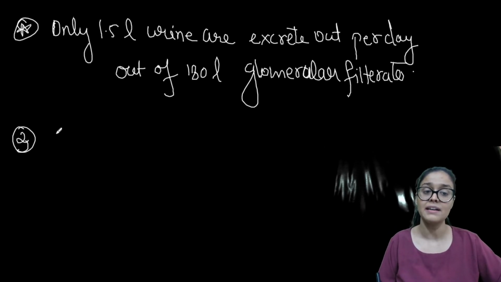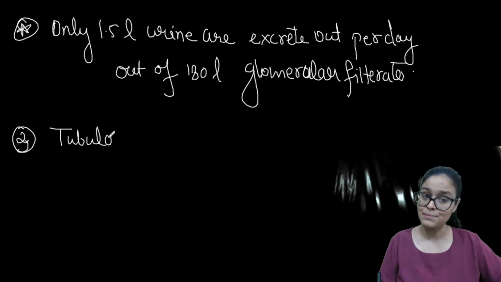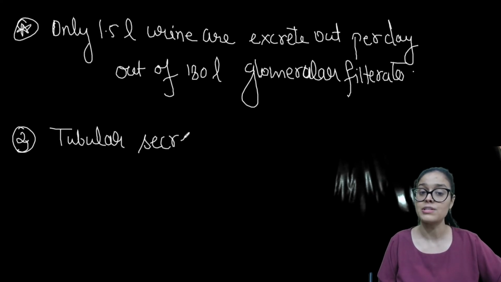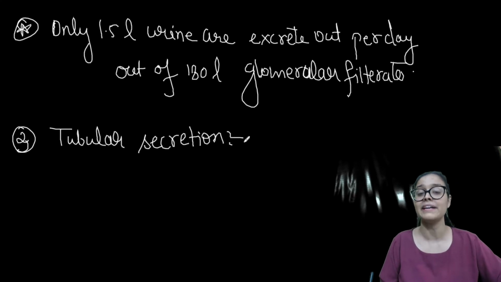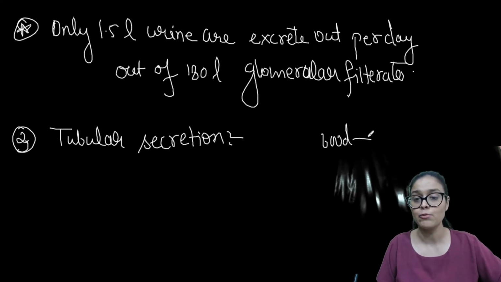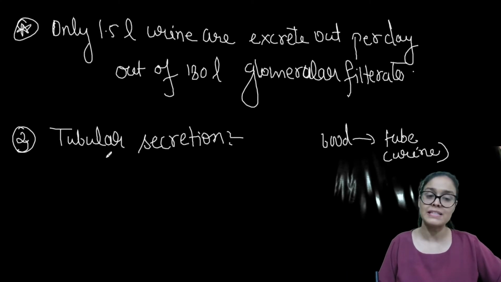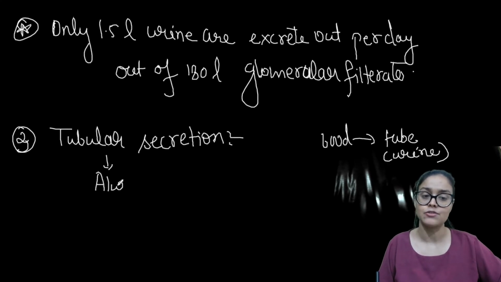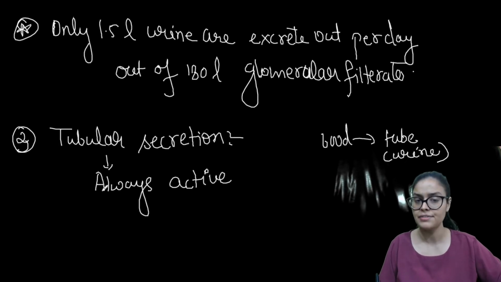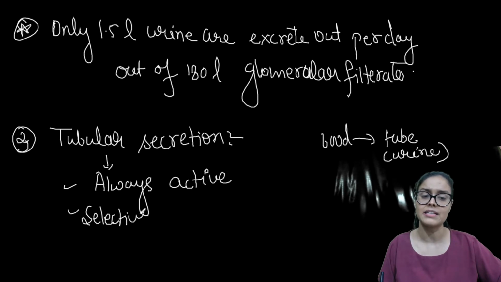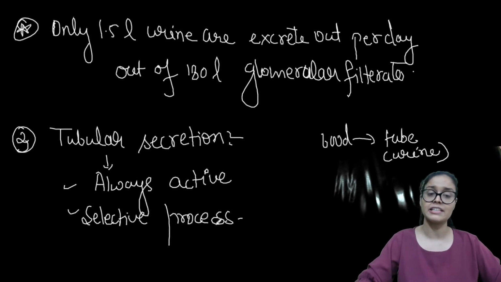And the third step is tubular secretion. So reabsorption is done. Again, I have told you some harmful things still remain in the blood. So from the blood, things will come to the tube again and become part of urine, and that we will be seeing. So secretion is always active. So whatever is being secreted, always remember, it will be active, with the help of energy. It is also a selective process. Selected things will be secreted, right? So this is the selective process.